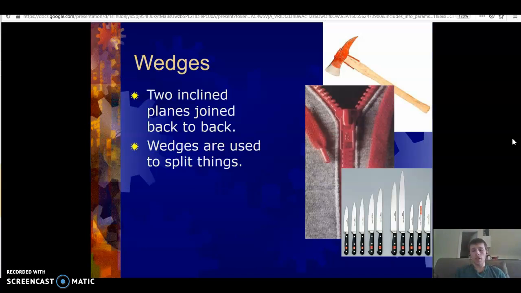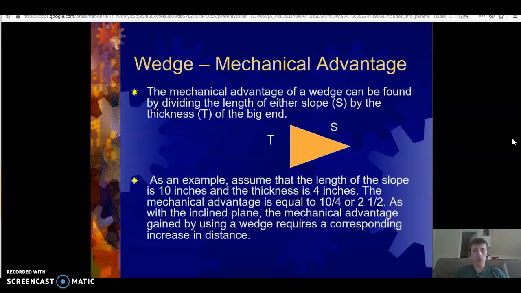A wedge, any kind of sharp object is going to be your wedge. Hammers, knives, scissors, anything sharp. Wedges are used to split things apart. Wedges are composed of two inclined planes right next to each other. And by sticking those inclined planes into a surface, you're facilitating its splitting apart.